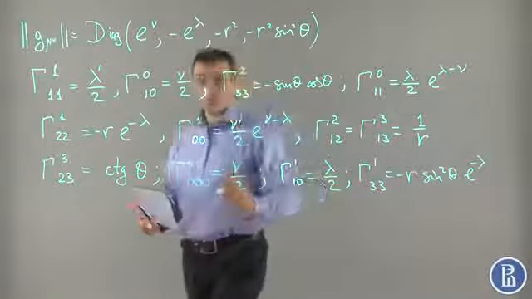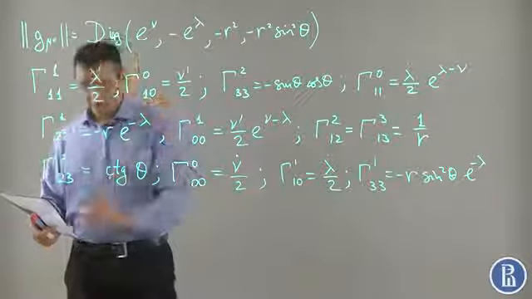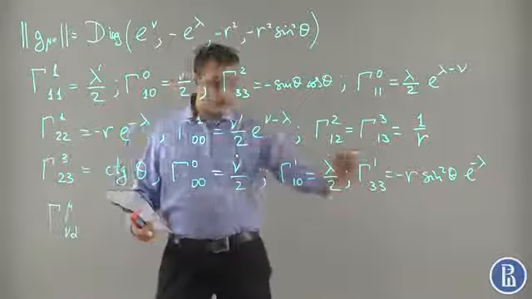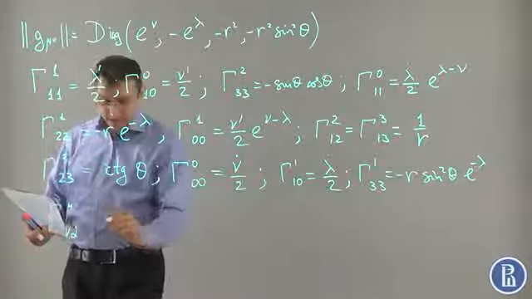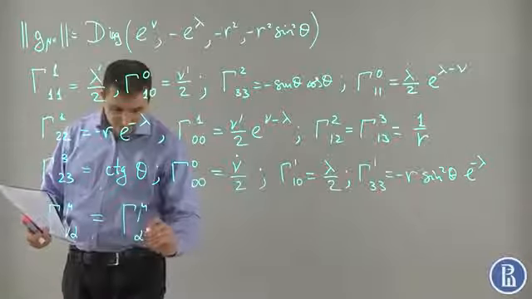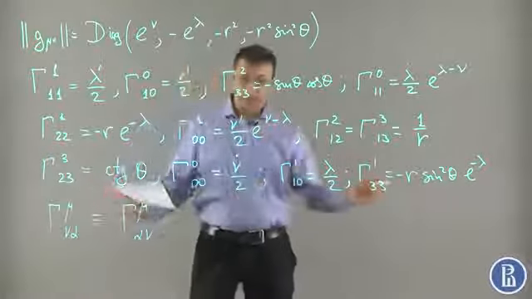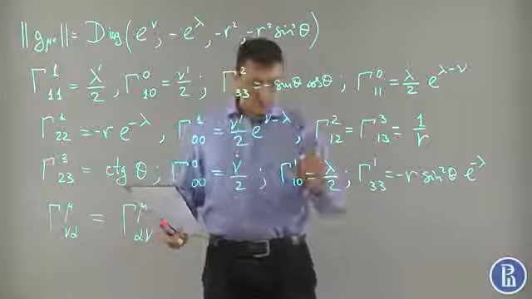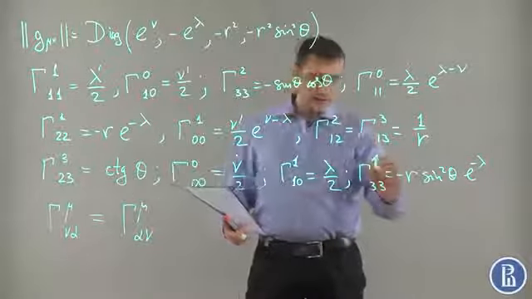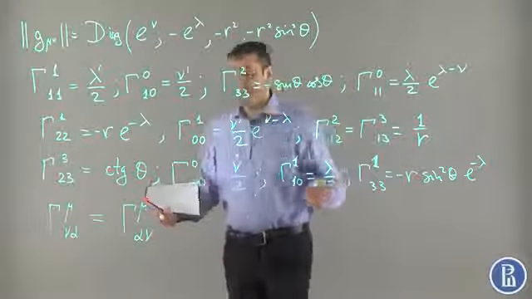So all non-zero components of the tensor gamma mu nu alpha are written here or obtained from these with the use of the symmetry. All the rest of the components which do not follow from these expressions via the application of this symmetry are equal to 0.